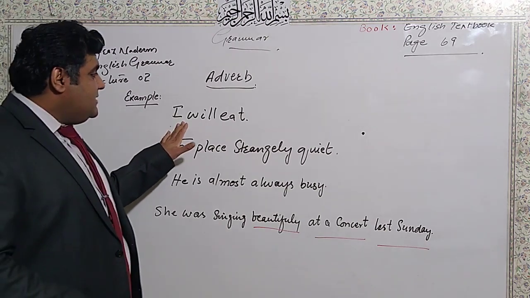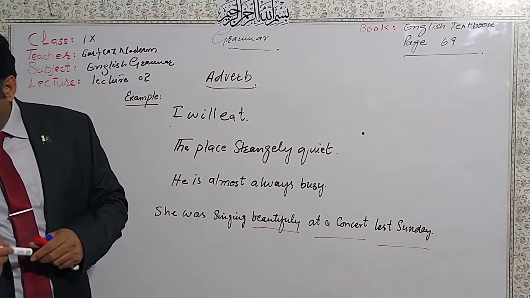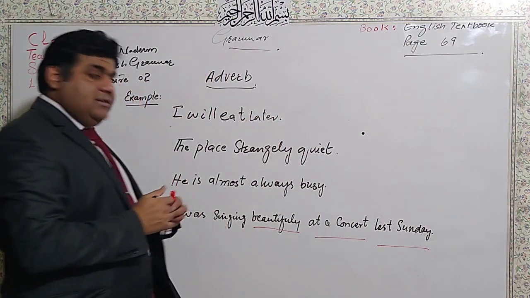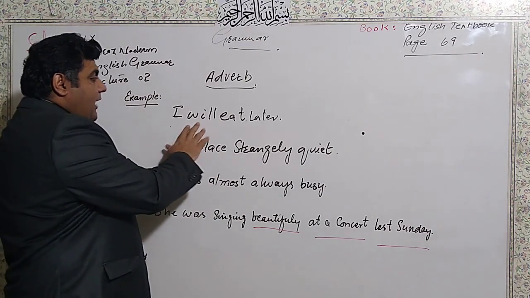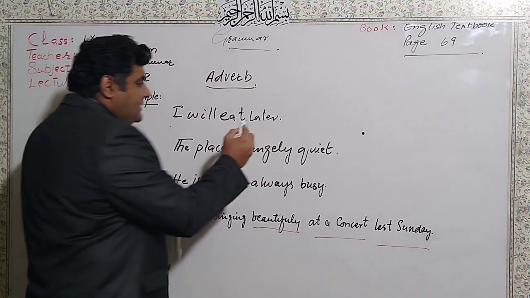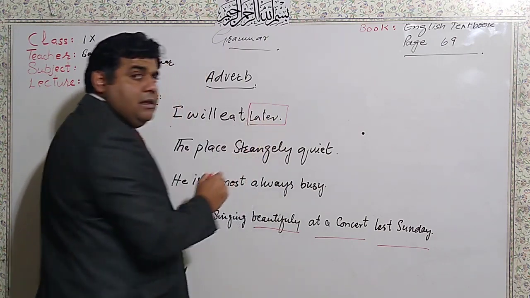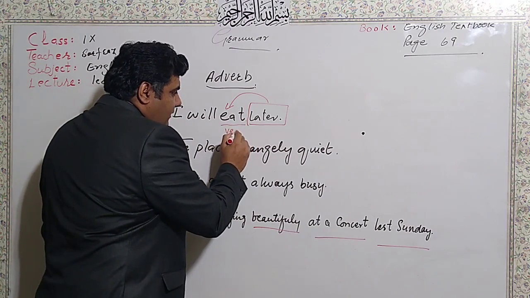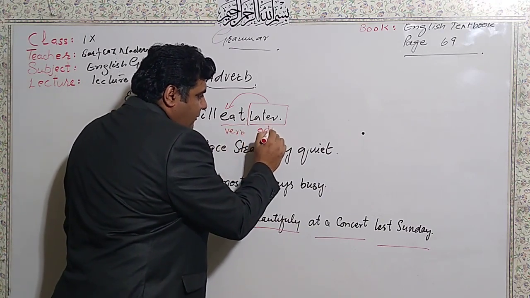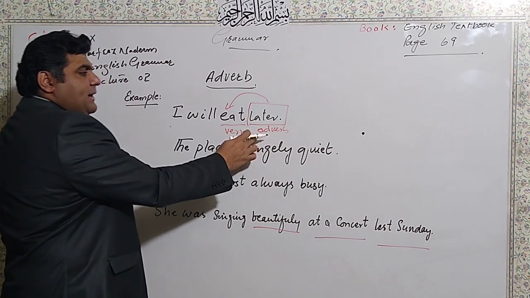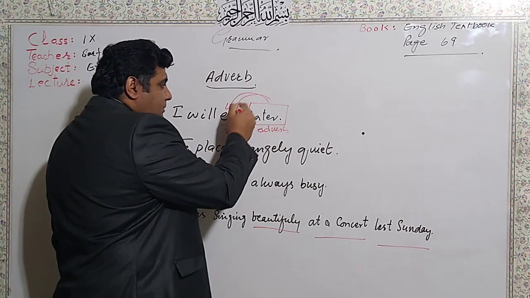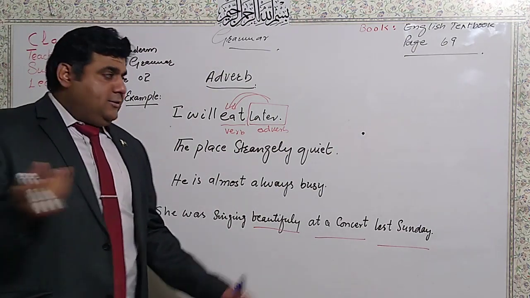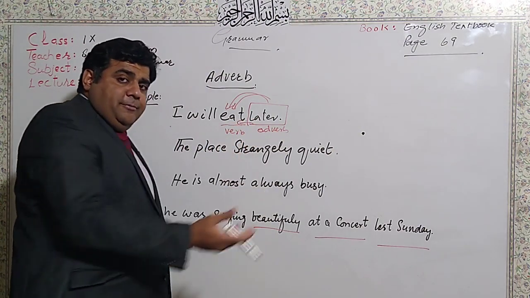The first example is, I will eat later. Now, dear students, here you can see, I will eat later. Later is actually the adverb, and it modifies the meaning of the verb eat. Eat is a verb, and later is an adverb. So it modifies the meaning of eat. I will eat later. When will you eat? I will eat later. So later is telling more about the verb.